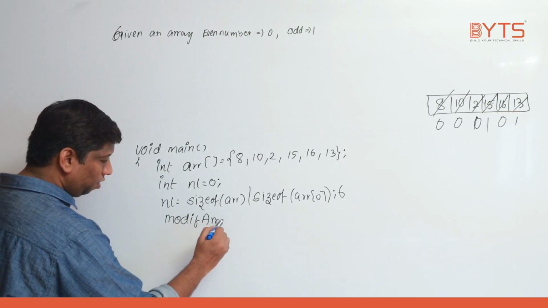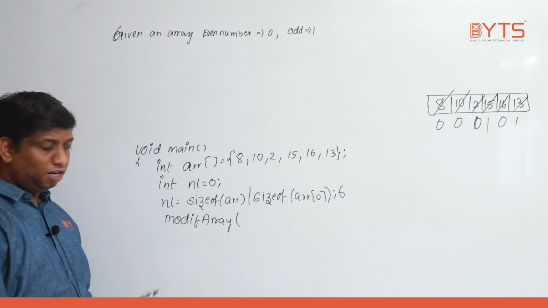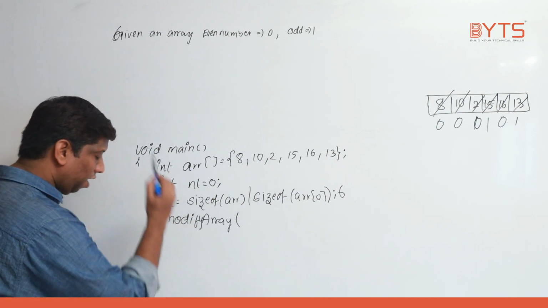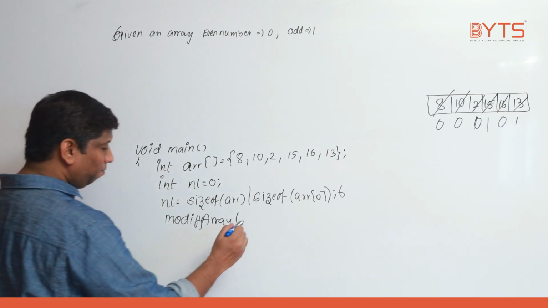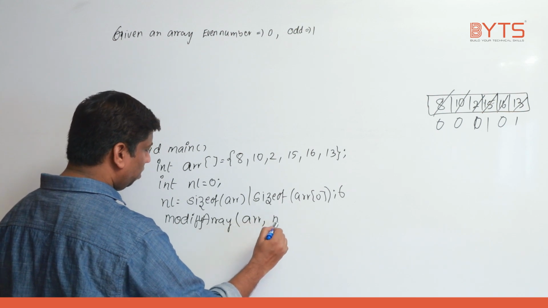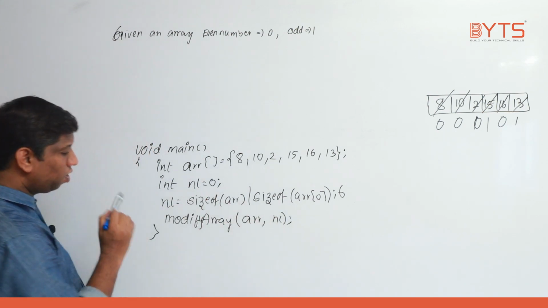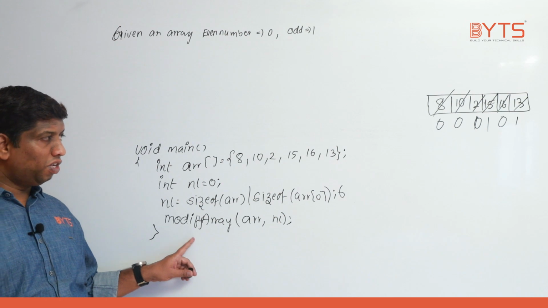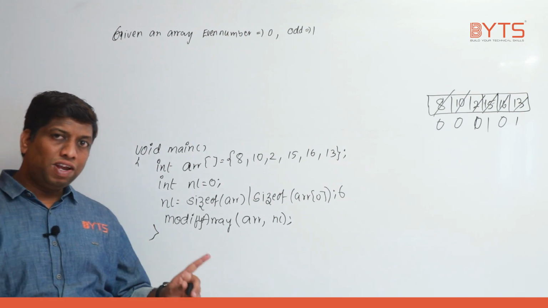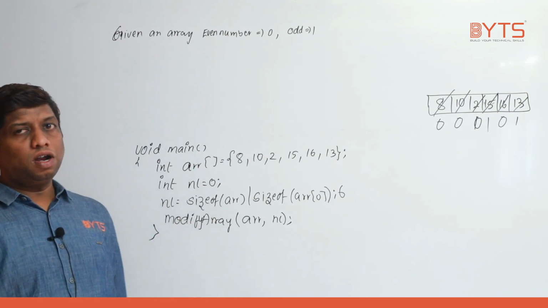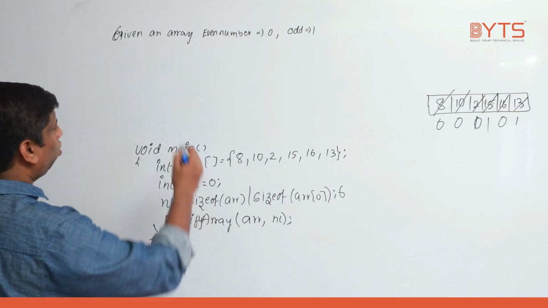Modify array. So I need to modify the array. That is the reason I am writing one function called modify array, and I need to pass the array name, comma, n. That's the beauty here. The modify array responsibility is: you need to find whether the number is even, convert it into 0. If the number is odd, you need to convert it into 1. Right? So how do I do that?